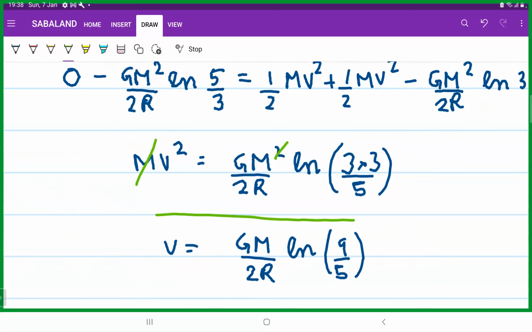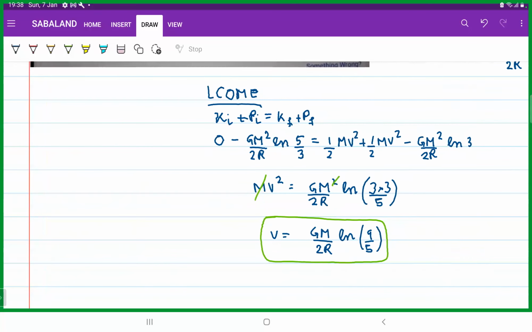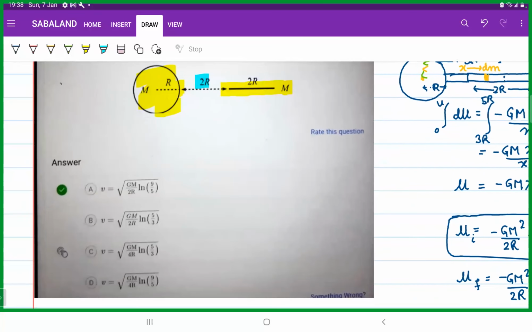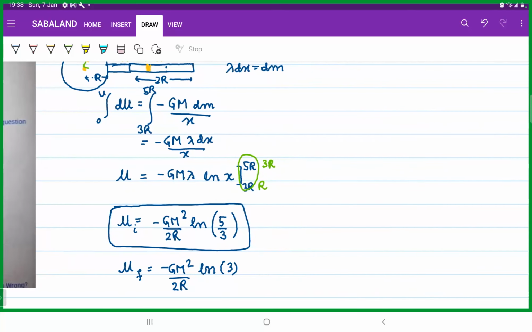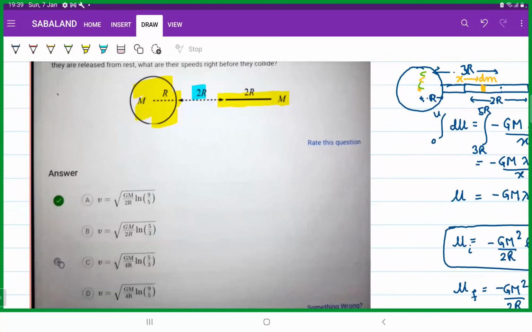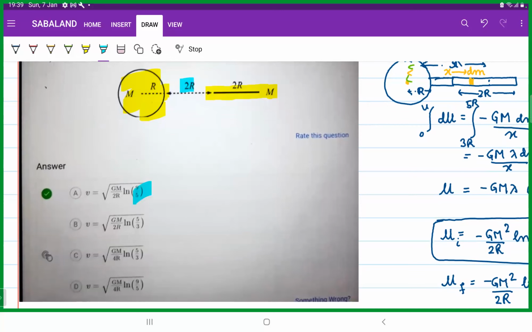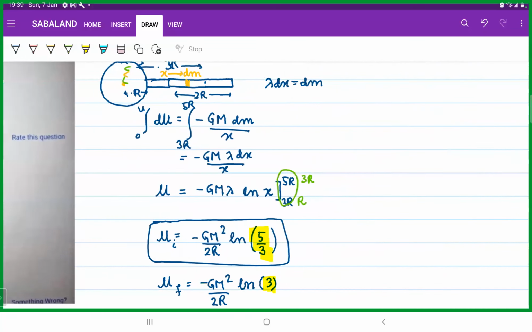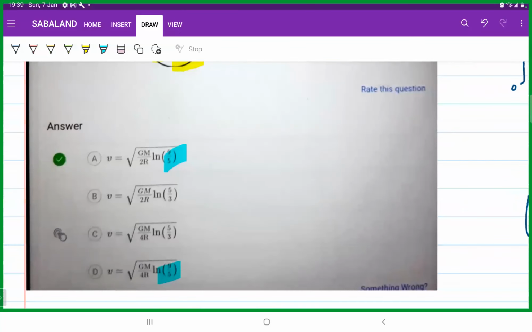Now, had you been very highly conscious in the exam hall, just by looking at these values, you would have guessed that the answer will be 9 by 5. But there are two options with 9 by 5. So you have to be careful. The question makers are also very smart. The answer for you is over here. This is the correct answer.